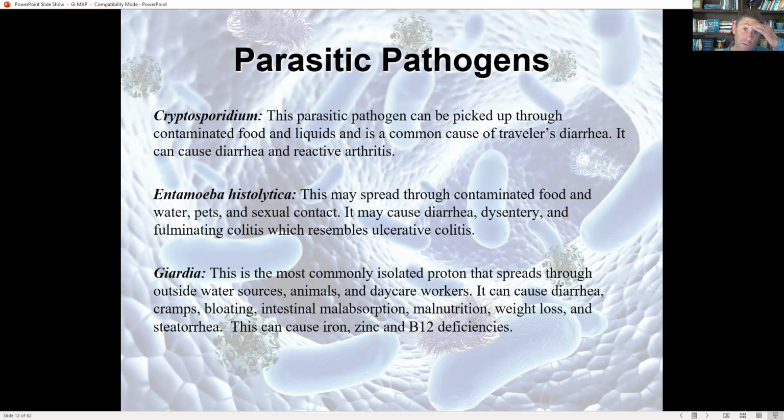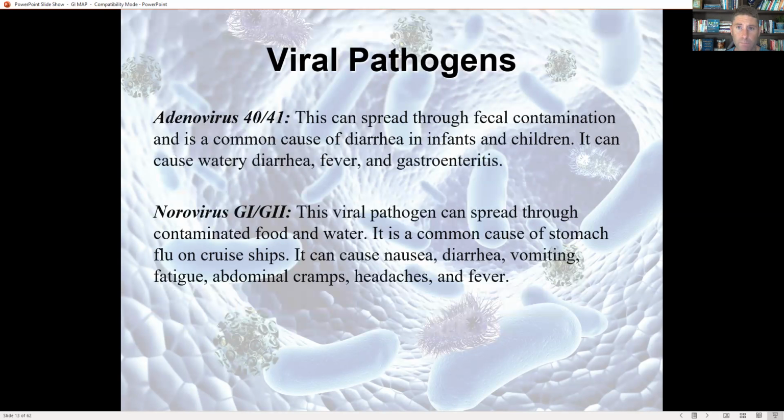And then Giardia. So these are different types of amoebas right here, which are multicellular organisms, and they can cause that. Giardia is common. It can cause diarrhea, cramps, bloating, intestinal malabsorption. This is one that can cause iron, zinc, and B12 deficiencies. And so I have seen this in people, not flagged high, but in their body. And these are people that have malabsorption issues. And so when I treated the Giardia, supported their stomach acid levels, bile flow, things like that, they were able to get better and regain weight and feel significantly better.